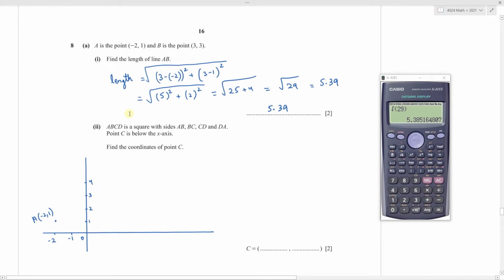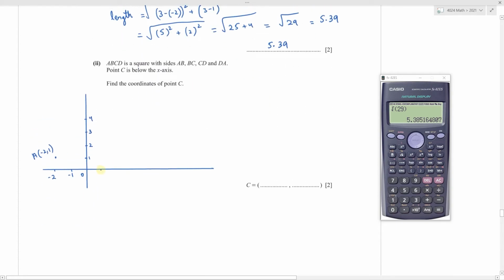And what are the coordinates of B? 3 and 3. So 1, 2, 3. So 3 and 3 will be somewhere here, right? B is 3 and 3. So AB is one side of this square ABCD. So AB is one side, then BC is the other side, CD and DA. And point C is below the x-axis. That means if this is AB, let me actually connect the two dots here.